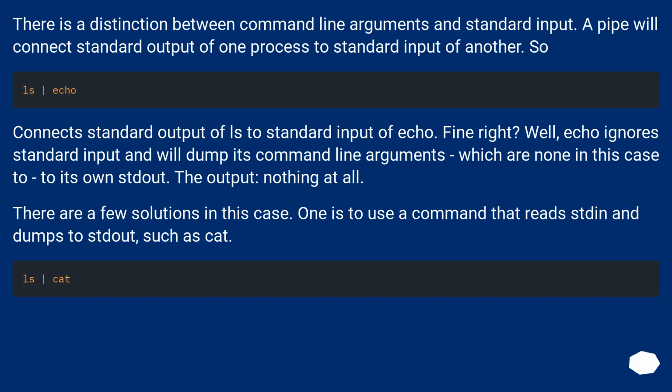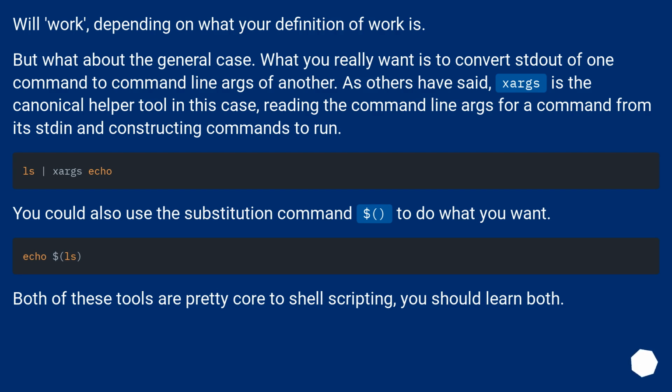There are a few solutions in this case. One is to use a command that reads stdin and dumps to stdout, such as cat. Will work, depending on what your definition of work is. But what about the general case? What you really want is to convert stdout of one command to command line args of another.